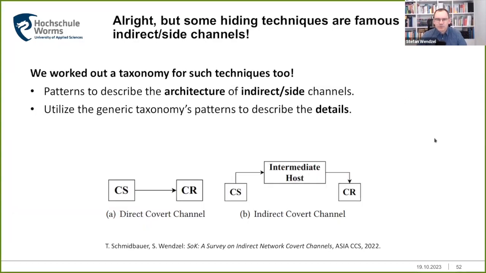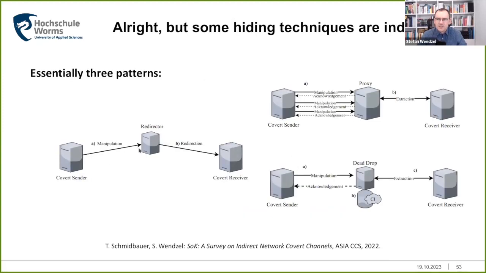And there's also a taxonomy for side channels done by my former PhD student, Tobias Schmidbauer. It's mostly his work. So for an indirect covert channel and sometimes side channel, you have some intermediate node that you exploit in some way, so that the covert receiver can infer the information that is located at an intermediate node. Sometimes the information is redirected. Sometimes you manipulate some node and monitor the node, and sometimes that's called the dead drop pattern.